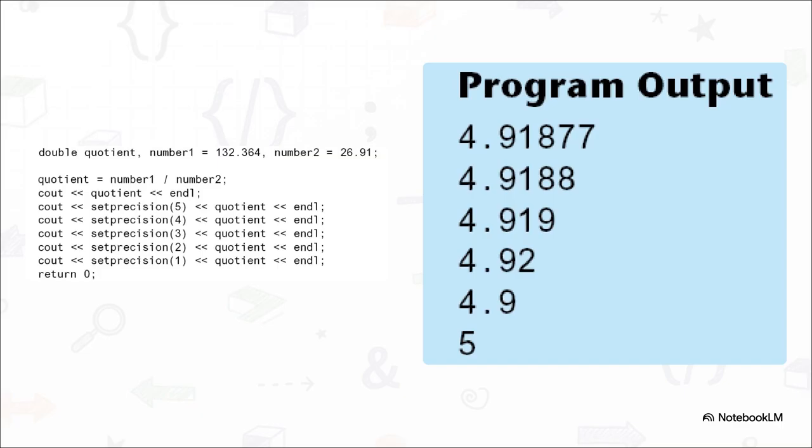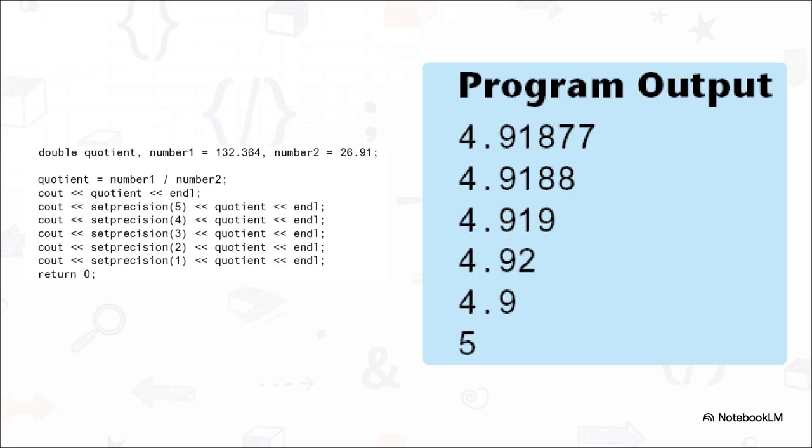Check this out. It's a perfect cause and effect demonstration. Over on the left, you see the code says setprecision 5. And boom, on the right, the output is 4.9188. Then we just tweak the code to say setprecision 4, and instantly the output changes to 4.919. It's like having a little dial that lets you control exactly how many decimal places you want.